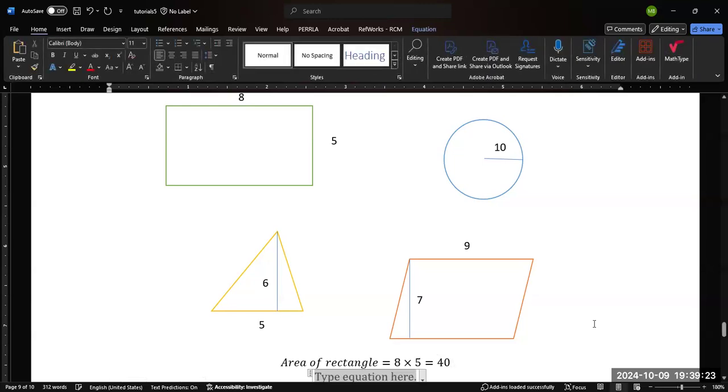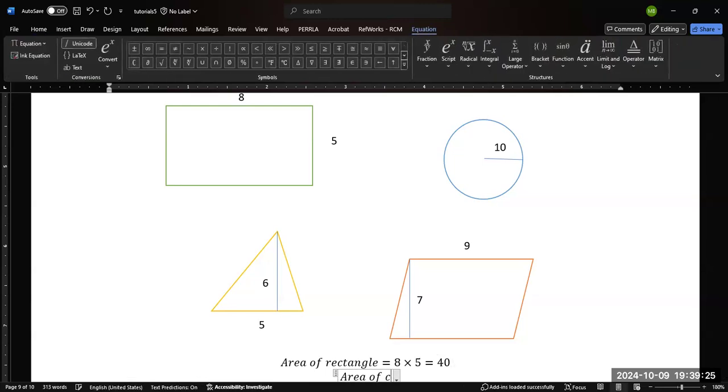In the case of our circle, again, using our circle formula, the area is pi r squared. Here, our radius is given as 10. So we have pi times 10 squared, or 100 pi.